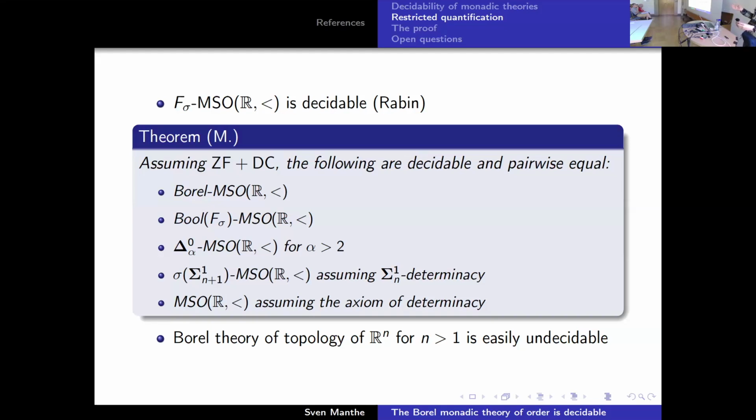Something that could be mentioned on the side here is that the Borel theory of topology, again, is equivalent to the monadic Borel theory of order and thus decidable by those arguments. But this is really specific to the one-dimensional line. If one uses even R2, then one can code some geometry inside the theory, and it becomes easily undecidable.